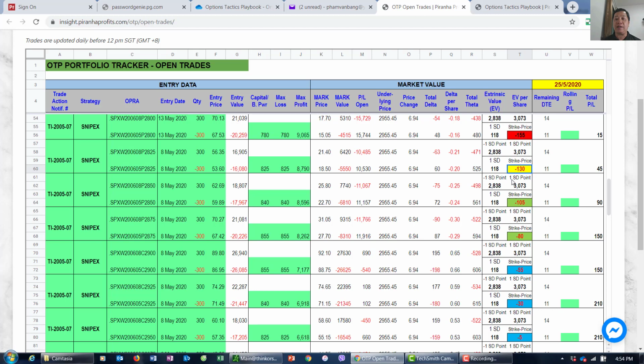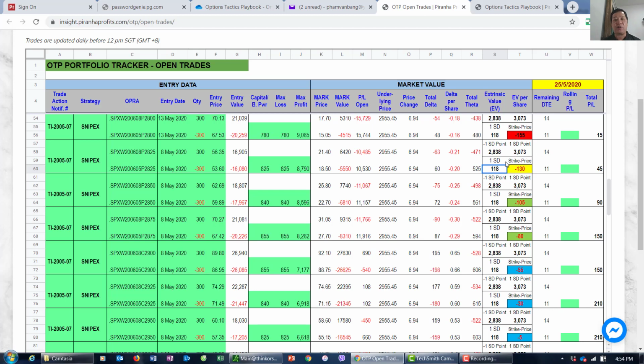The next trade is highlighted in yellow, and the number is 130. That means from my strike 2825 to the current market price 2955 is 130 points, and it's also slightly beyond the current 1SD range. Because it's in yellow, I can choose to wait 1 or 2 days to see how it goes. I can choose to close it as well.